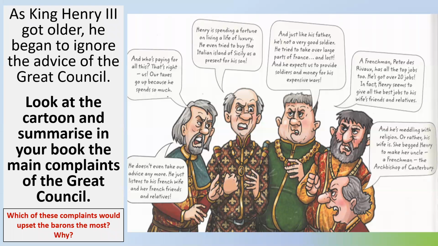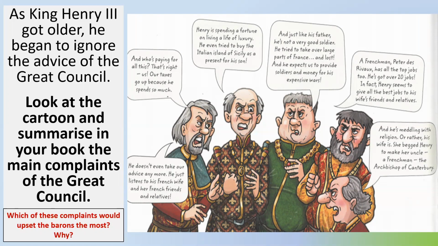We know that Henry became king when he was 9, but as he got older, he started to ignore the advice of his council. If you have a look at the cartoon, I'd like you to read what each of their different complaints were, and in your book, summarize the complaints of the Great Council. So why exactly were the Great Council unhappy with King Henry III?